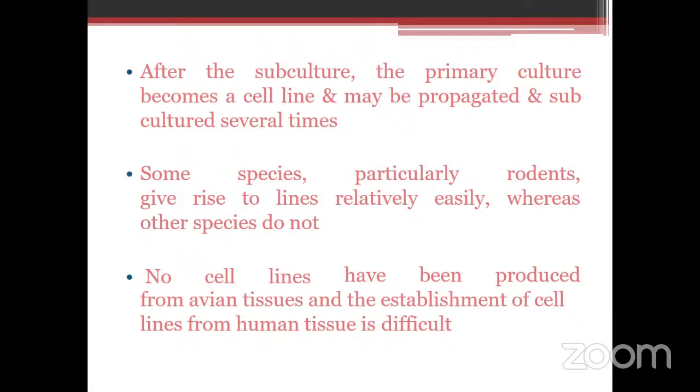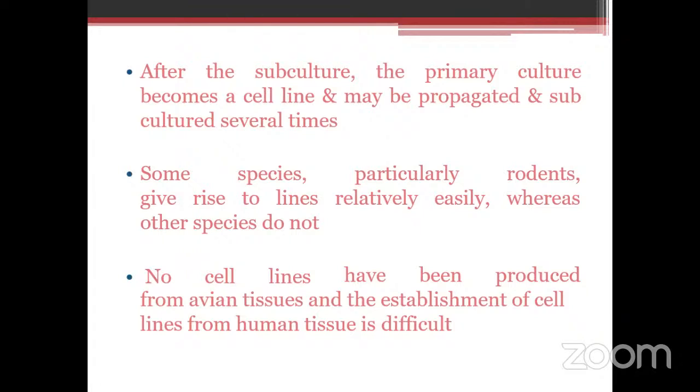Some species, particularly rodents like mice and rats, give rise to lines relatively easily, whereas other species do not. Usually if you see the cell lines, they are mostly from human or mice, right? Rather than any other animals. That means they are easily propagated.